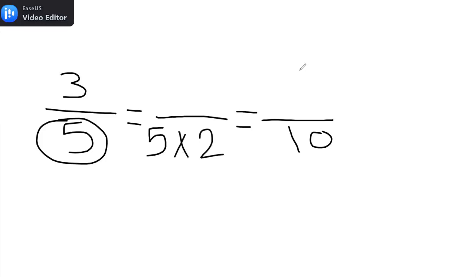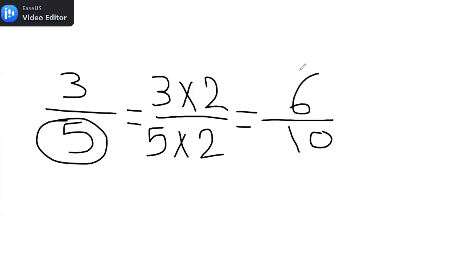And we talked in primary 3 about something called equivalent fractions, where what we do to the bottom number we should do to the top number in order to not change the value of the fraction. As we multiplied 5 by 2 we must multiply 3 by 2 as well. So 3 times 2 will be 6.